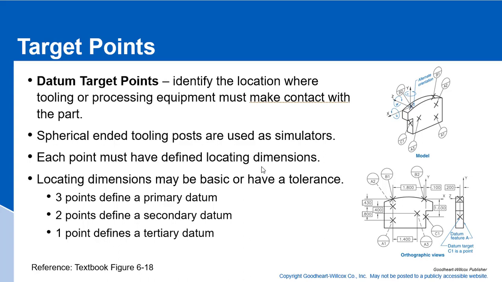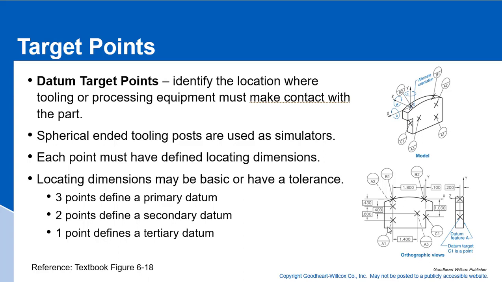Each point must have a defined location or dimension. That's what we're seeing here. So this is how it would be depicted on a model, and here's how it is depicted on an orthographic view. We have targets listed here: A1, A2, and A3. There's three of them because 3 points define a plane, and that's our primary datum.